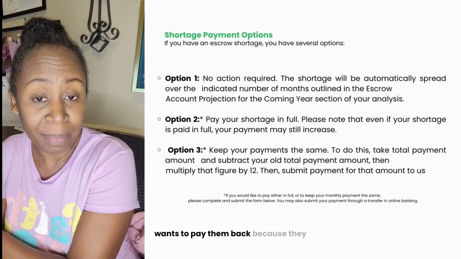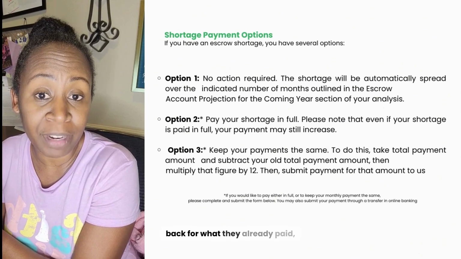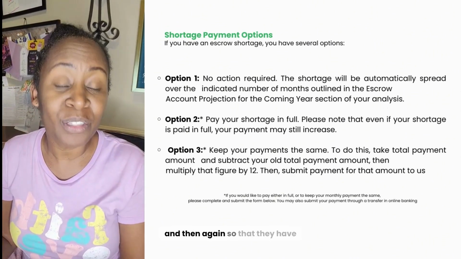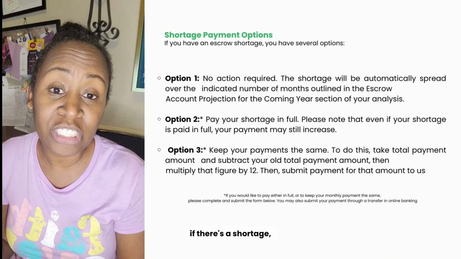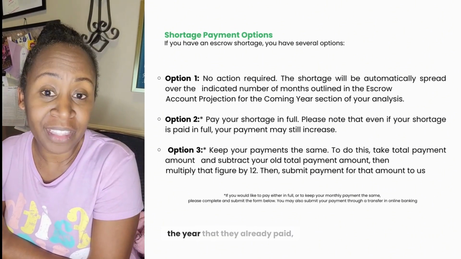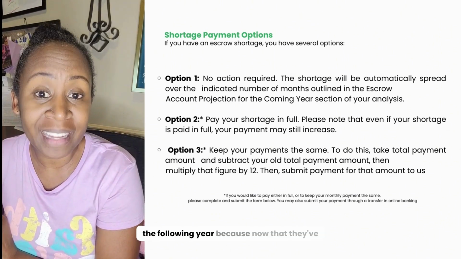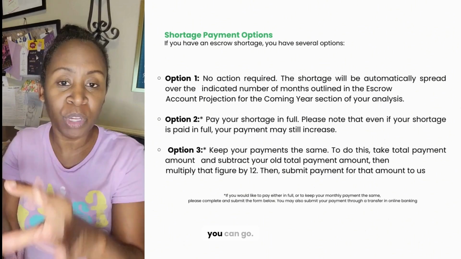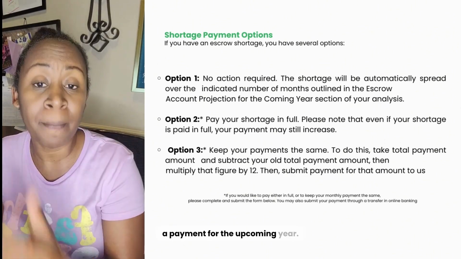Once to pay them back because they paid the taxes and the insurance at the previous year. So now you've got to pay them back for what they already paid. And then again, so that they have enough at the end of this year. Now, the good news is if there's a shortage, once you pay them back for the year that they already paid, then the payment should adjust again the following year, because now that they've gotten their money back, you can go back to just making a payment for the upcoming year.